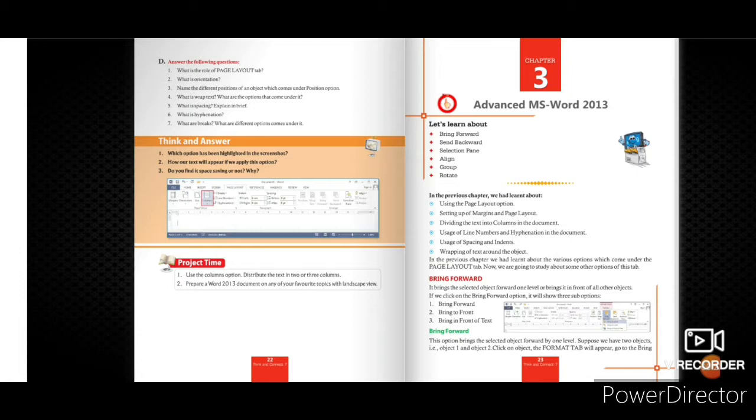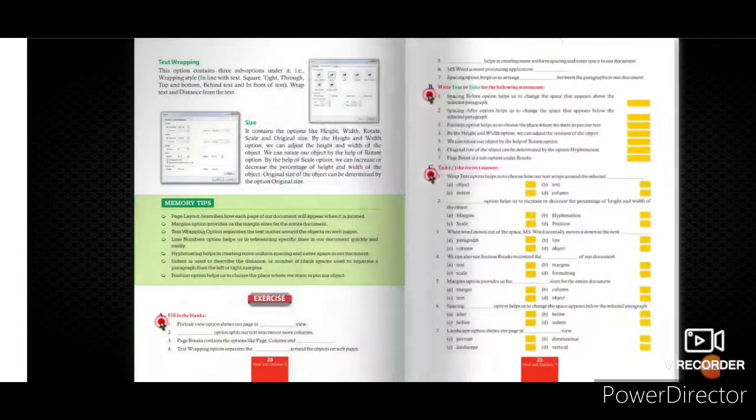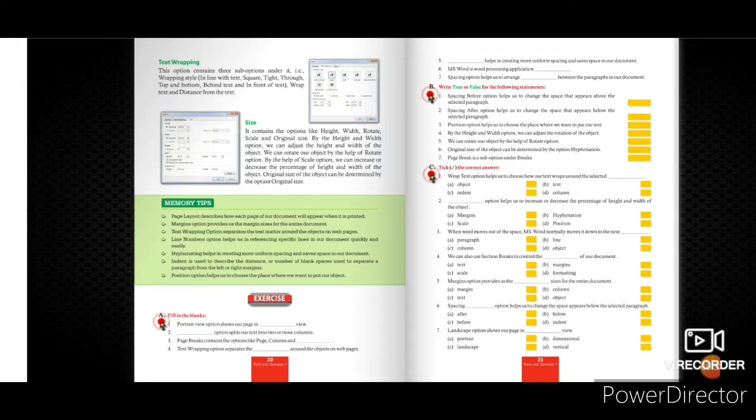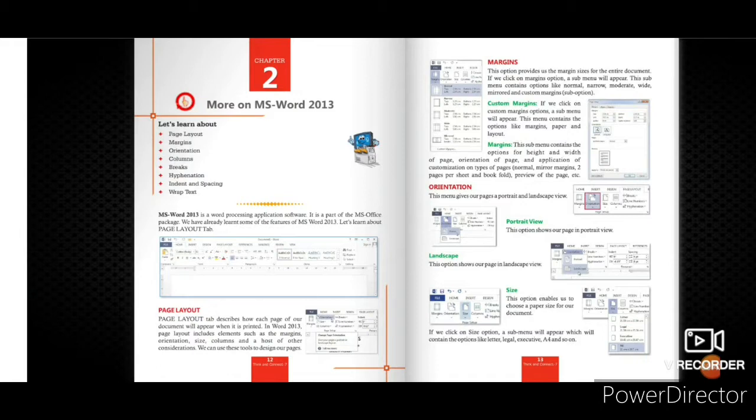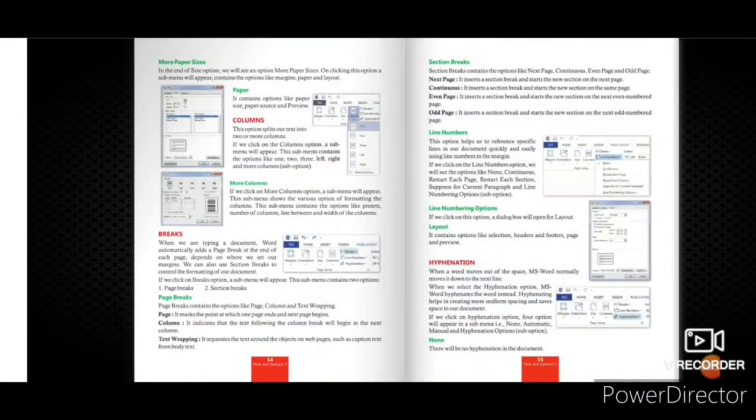The second question, what is orientation? So you can see the orientation on page number 13. Orientation, clear? So you will write: this menu gives a page a portrait and landscape view. This single line only you will write as the answer of question second.